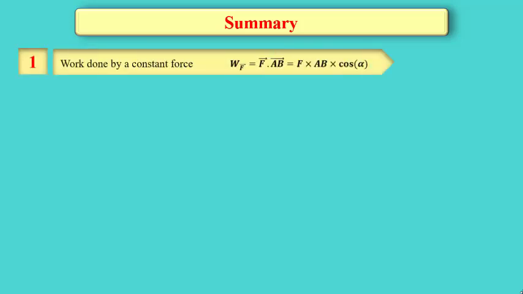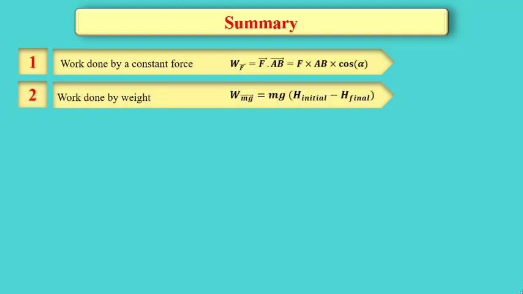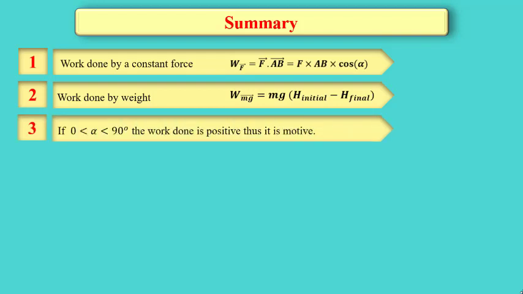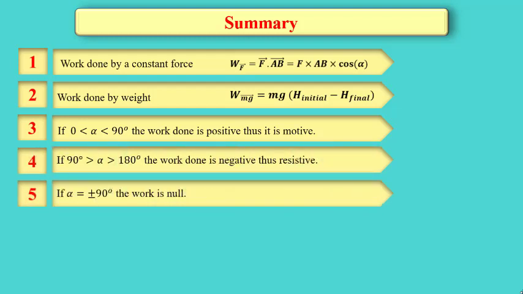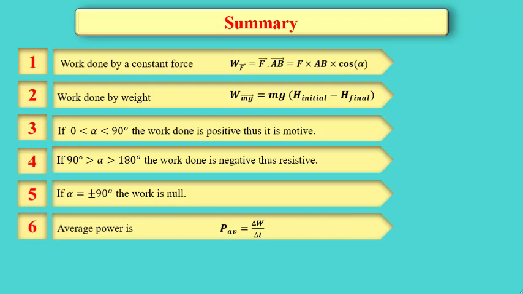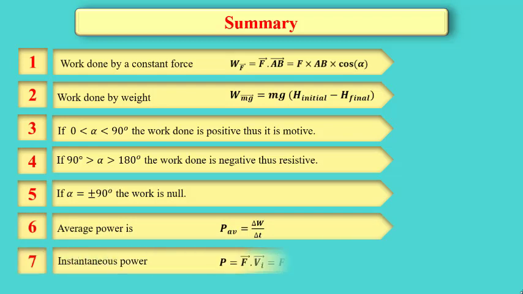To sum up the ideas we took in this video, first we say that the work done by a constant force is simply F AB cosine alpha. The work done by weight is mg H initial minus H final. If the angle is acute, we have motive work. If it's obtuse, it's a resistive work. If it's 90 degrees plus or minus 90, the work is null. The average power is delta W by delta T. And finally, the instantaneous power is F times v times cosine the angle between F vector and v vector.